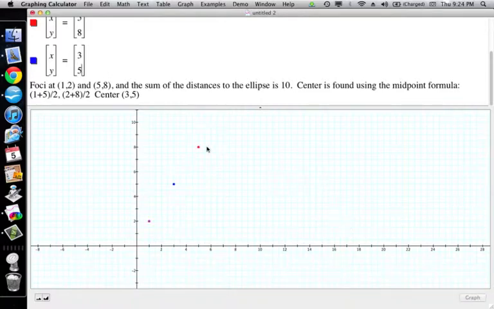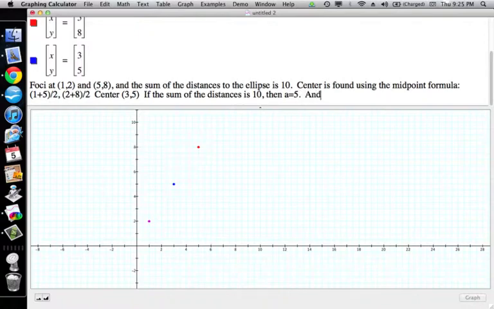Okay. Focus, focus, center. Now, the sum of the distances is 10. So, if the sum of the distances is 10, then a is equal to 5.